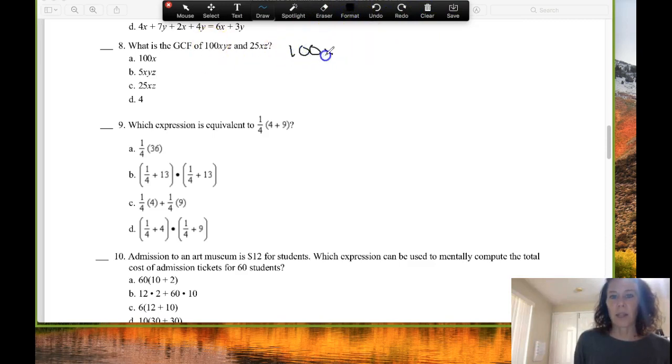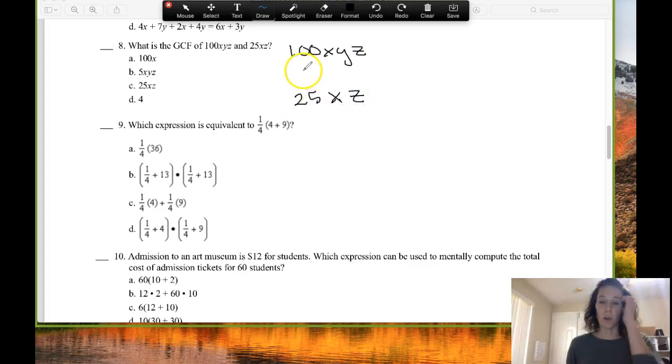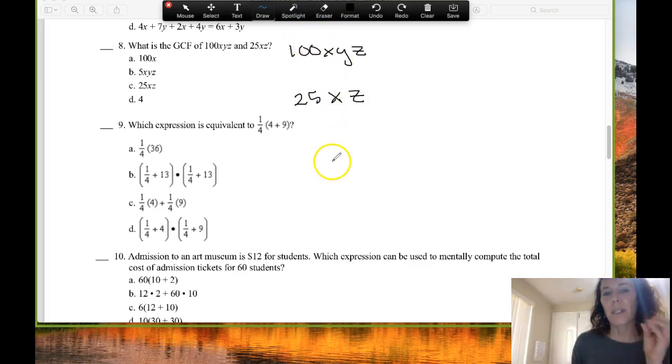So 100XYZ, and 25. We've got 25XZ. Okay, we want their greatest common factor, or the greatest term that they both have in common. I think of it, what's the biggest number that divides evenly into this term and this term? That's how I think of it. Now the book has you factor out 100 and factor out 25. So doing a factor tree of 100, do the prime factors, factor down to prime numbers, meaning no other number divides into it but 1, right?